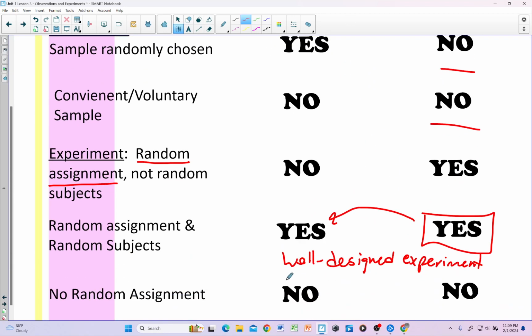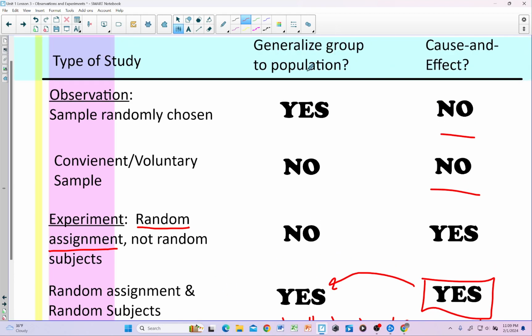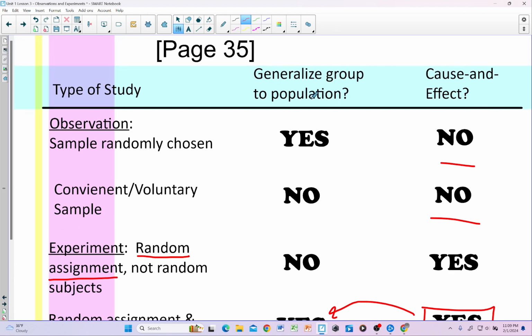So the only time you can take the results from your sample and bring it out to the population is when you have a random sample. And then cause and effect only happens when you have what's known as random assignment. Have both of those, you have yourself a good experiment. Okay? And that's really how it goes.